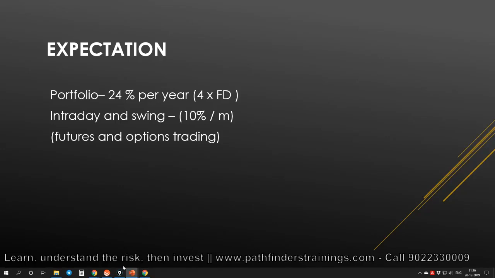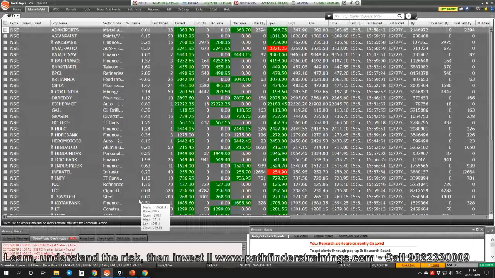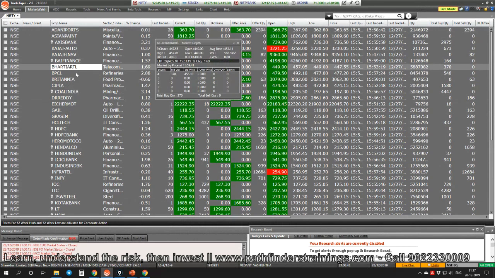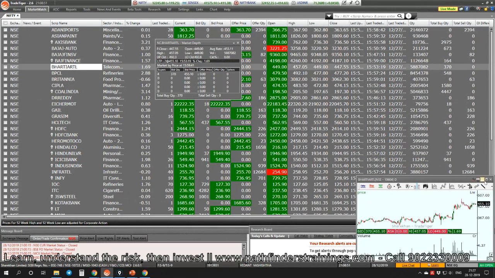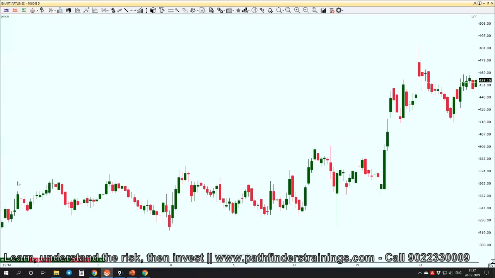Now, let's open the first chart. Let me go here and open a chart. Let's open anything. I have opened a chart of, let's say, Bharatiya. Now, what is this? This is a technical chart. What is a technical chart? It is a pictorial representation of stock market prices. And we see price goes up also, price goes down also.